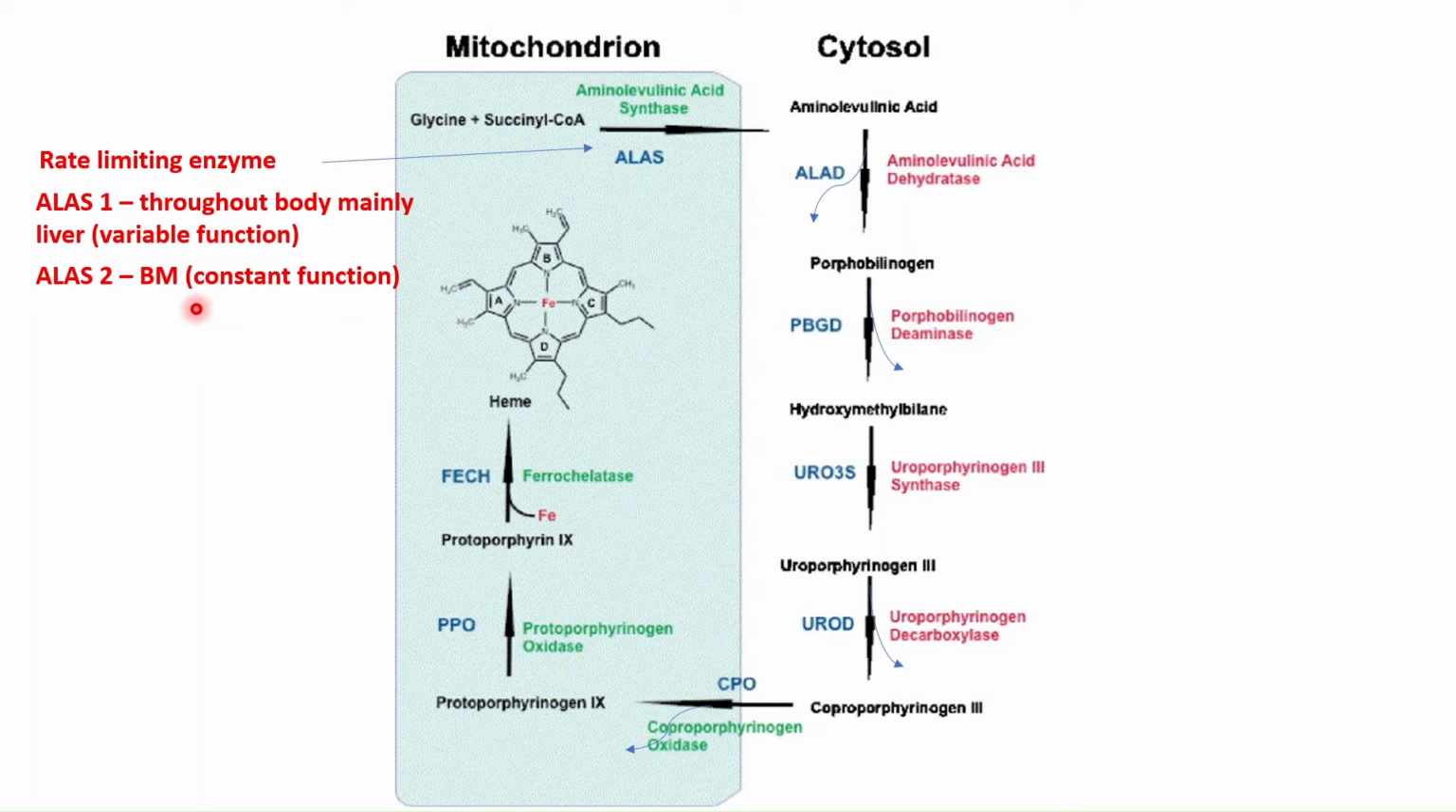So that is why ALA synthase 2 has a constant function, whereas ALA synthase 1, which is seen in almost all the cells of the body, mainly in the liver, has variable function. Because one of the utilizations of the heme synthesized here is in enzymes like catalase. So when there is oxidative stress, these enzymes become more active. For example, the other enzyme is the cytochrome P450 enzyme system.